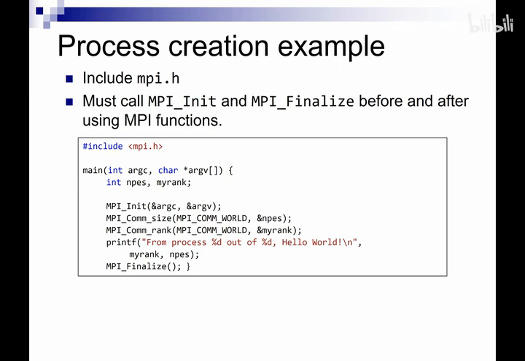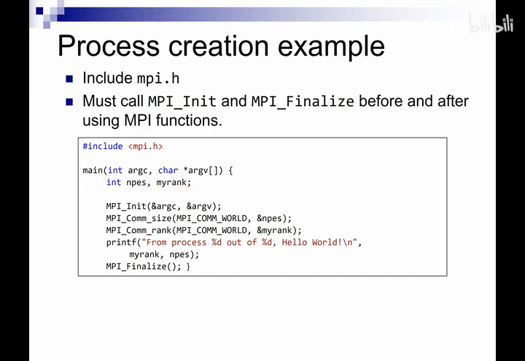Now here's a simple example program. It's basically a hello world program in MPI. The first thing we do is include the MPI header. Then we have these two variables here. The first one is the number of processes, and the second one is the rank of the process.